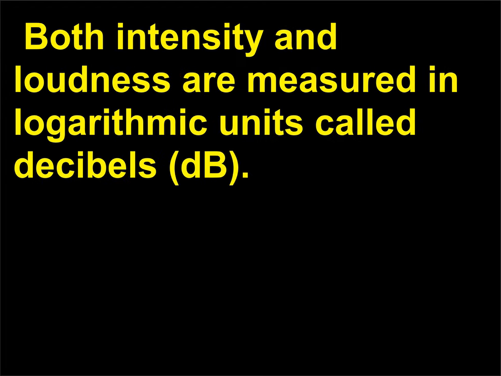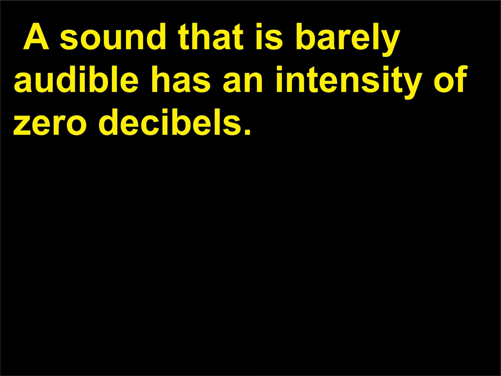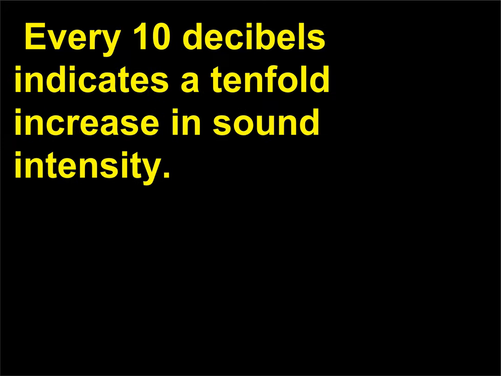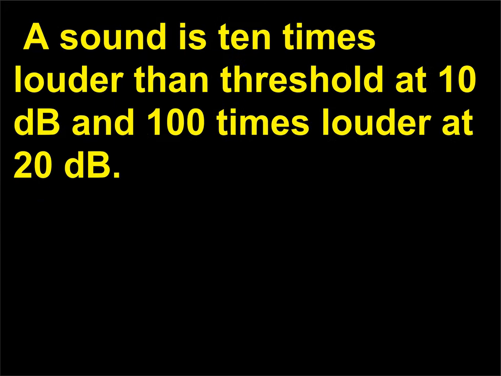Both intensity and loudness are measured in logarithmic units called decibels, dB. A sound that is barely audible has an intensity of 0 decibels. Every 10 decibels indicates a tenfold increase in sound intensity. A sound is 10 times louder than threshold at 10 dB and 100 times louder at 20 dB.